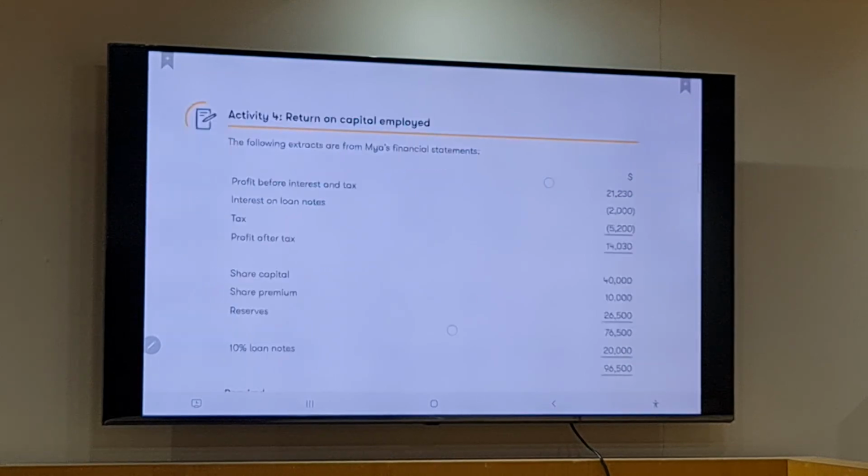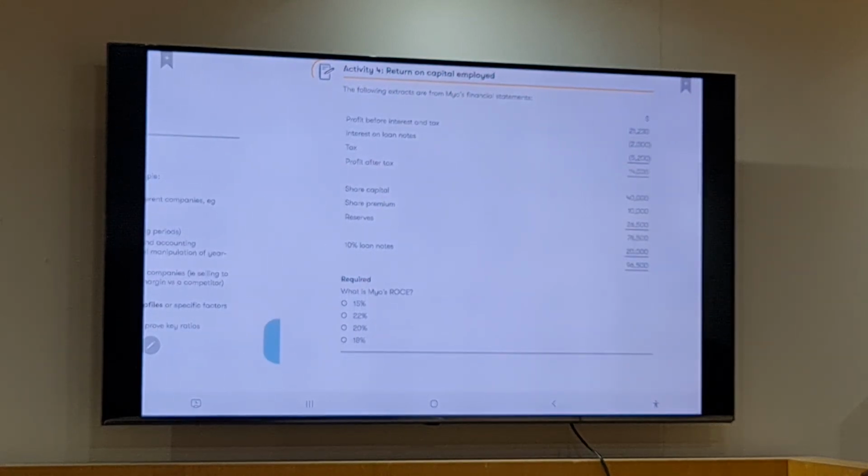And what is this? The following extracts are from an income statement. What is the ROCE? Can you calculate please? That will be the final calculation of ours. And then we should take a group photo and put it on our Facebook. 22%. Everyone calculate.